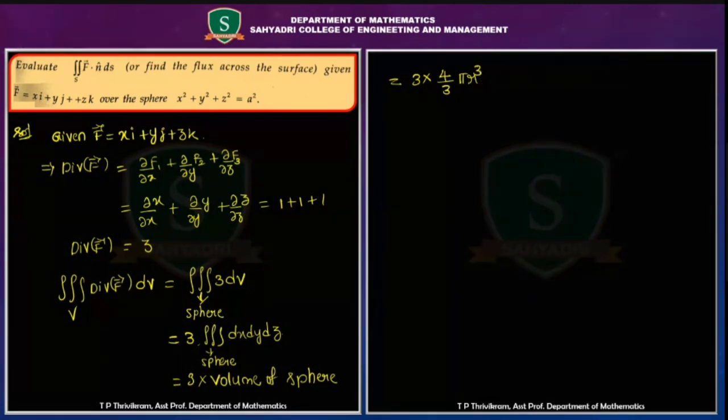But what is the radius according to the given equation? This is x square plus y square plus z square is equal to a square. So r is nothing but a. The radius is a, so the answer is 4 pi a cube. Fine.